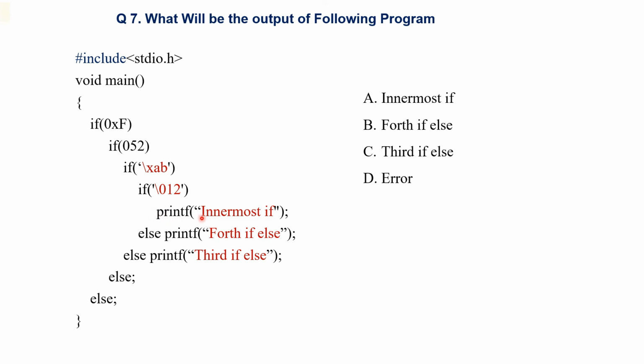So hence this printf function will print the message innermost if. So hence with this printf function, output will be terminated, because all these else parts are not going to be executed because all the ifs are true. So hence the output for this program is innermost if. So hence the correct option here is option E.